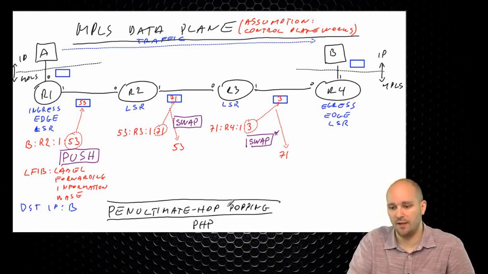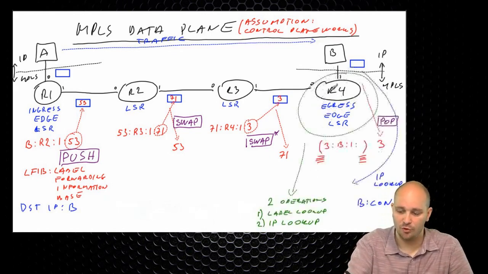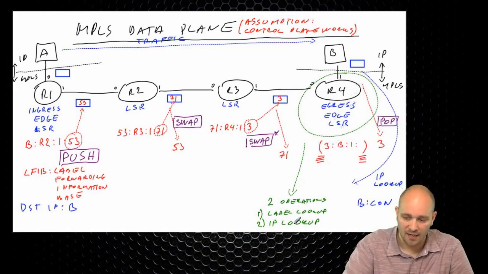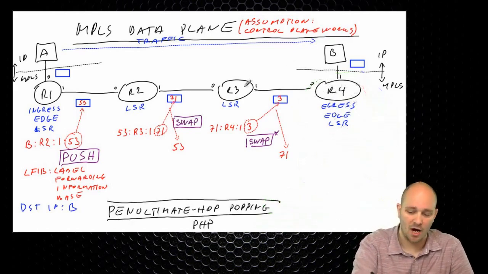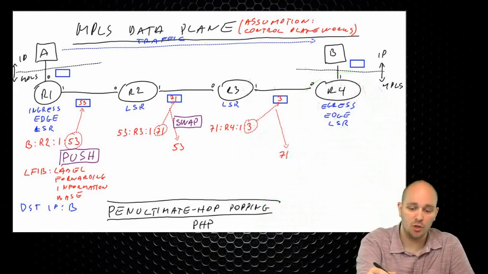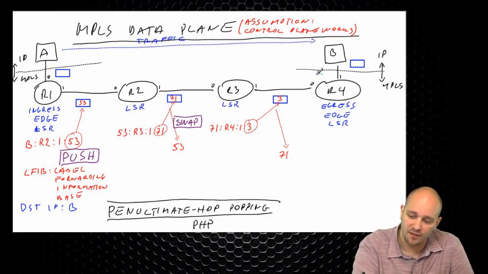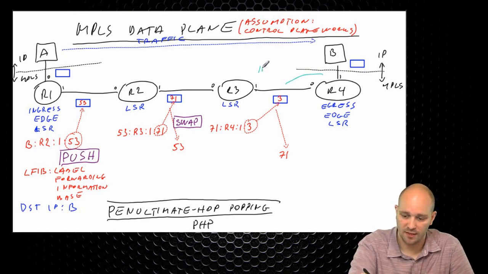But this is the concept in MPLS where R4 here, instead of doing these two operations, instead of doing the label pop and then IP lookup, can actually request from R3 to perform the pop for it instead. Now, this is going to be signaled using a special label, which is called a null label. So R4 here is going to communicate for this prefix a special label called implicit null. So let me just write it down. So implicit null label. Now, implicit null label has value of 3.